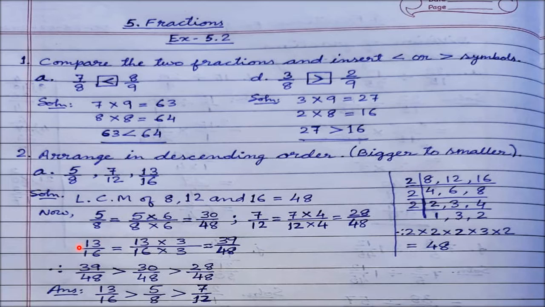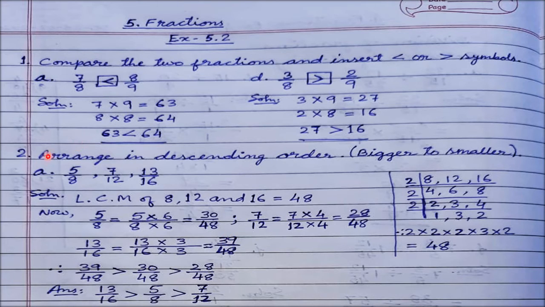Now likewise we'll make 13 by 16 a like fraction of these two fractions. Now 13 by 16. Again think, 16 how many times will be 48? So 16, we know 3 times is 48. So with 3 we have to multiply the numerator also. Now 13 3 times is 39.